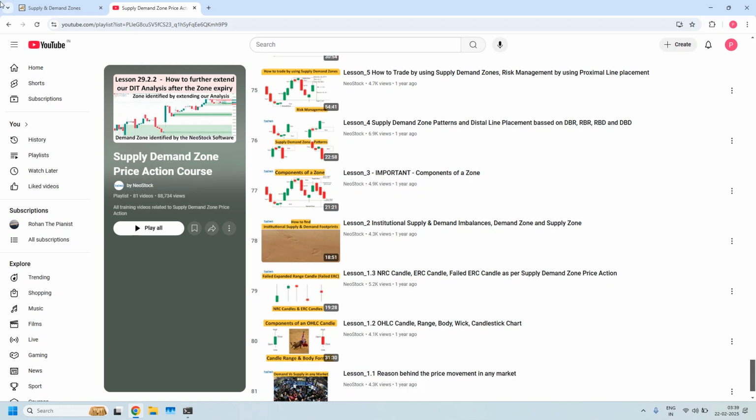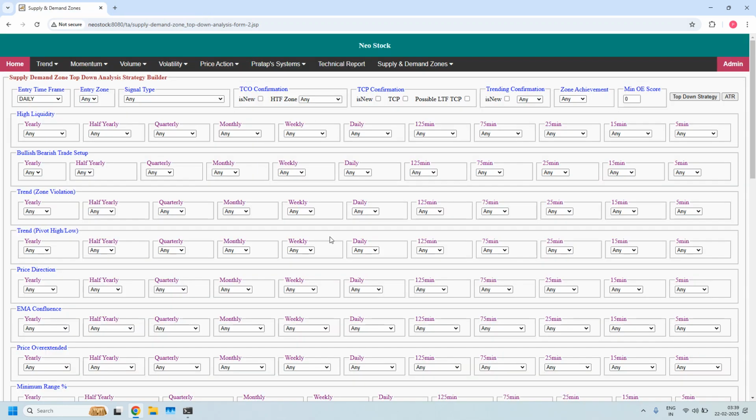Now let's get into report generation with the help of NeoStock Software Supply Demand Zone Top-Down Analysis Strategy Builder. Okay, first we are going to generate finding the stocks near demand and supply zones for all the time frames, and also we will find price closed inside the demand and supply zones for all the higher time frames above daily time frame.